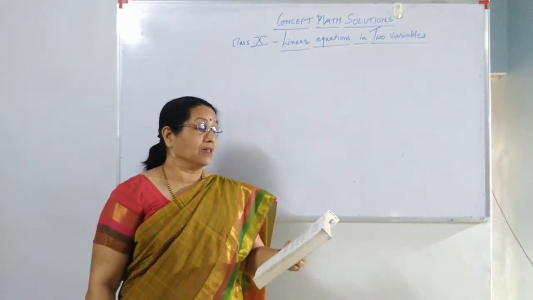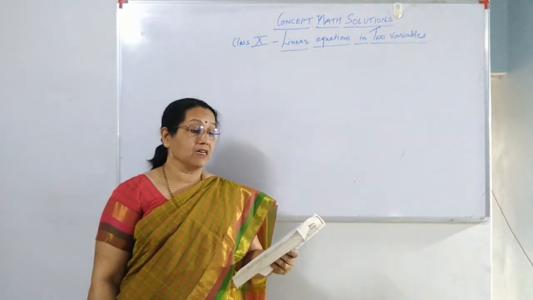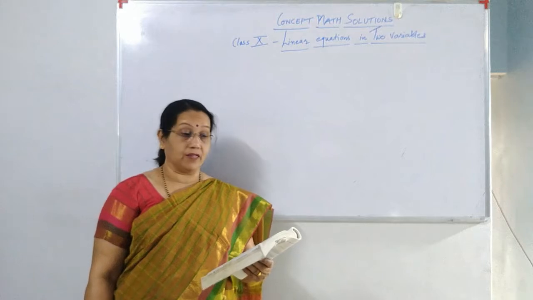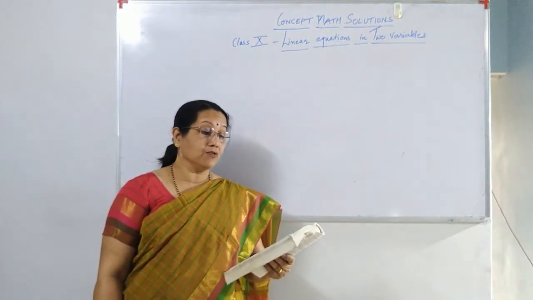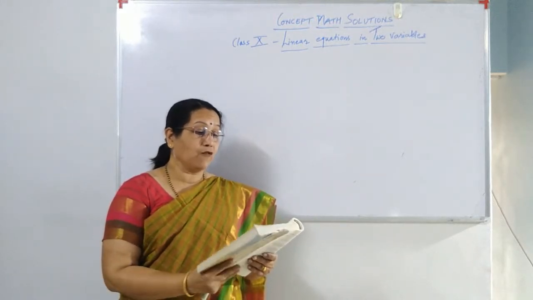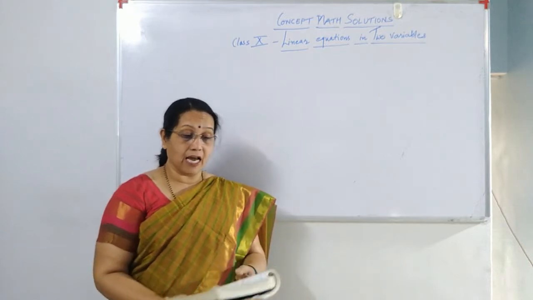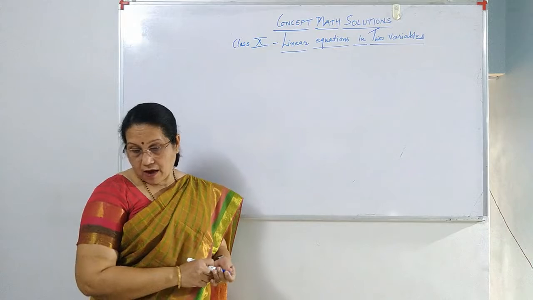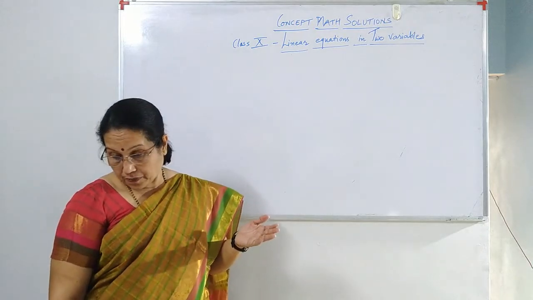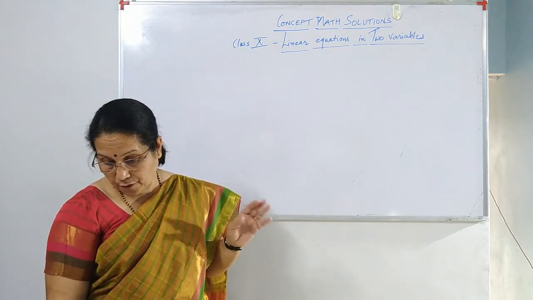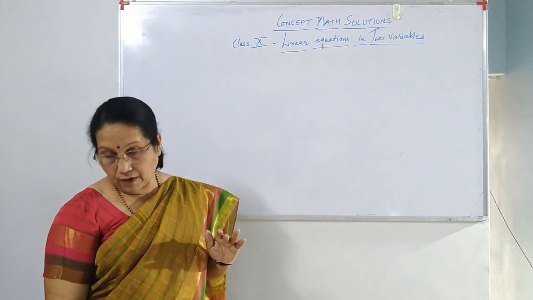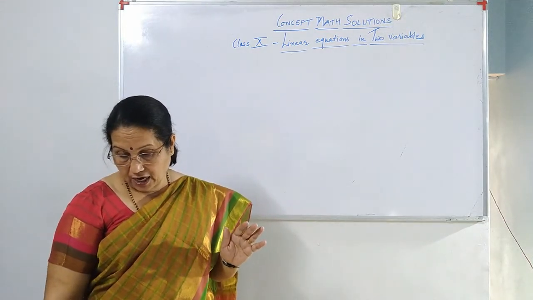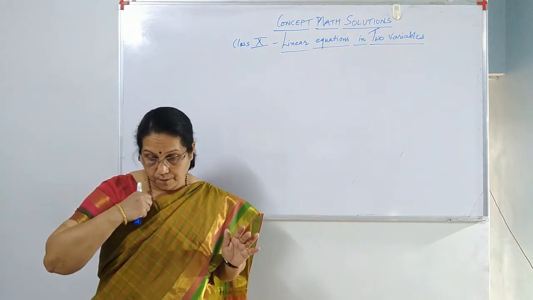A part of monthly hostel charges is fixed and the remaining depends on the number of days one has taken food in the mess. When a student A takes food for 20 days, she has to pay 1000 rupees as hostel charges, whereas student B, who takes food for 26 days, pays 1180 as hostel charges. Find the fixed charge and the cost of food per day.